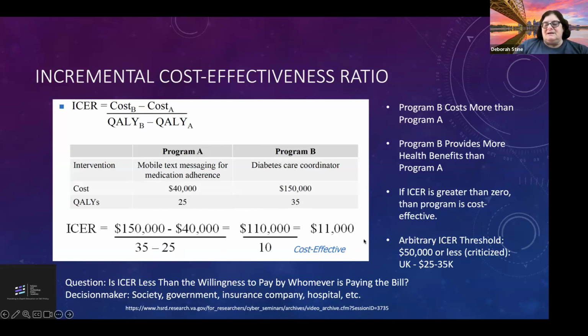And the other step is that there is usually an arbitrary threshold, and based on this threshold, you decide whether or not to go forward with the action or not. In other words, there's no perfect answer for this. It's going to depend on the policymaker. But in the United States, it's generally about $50,000. In the UK, it's about $25,000 to $35,000. And in either case, in this scenario, it means that you would go forward with program B versus program A.